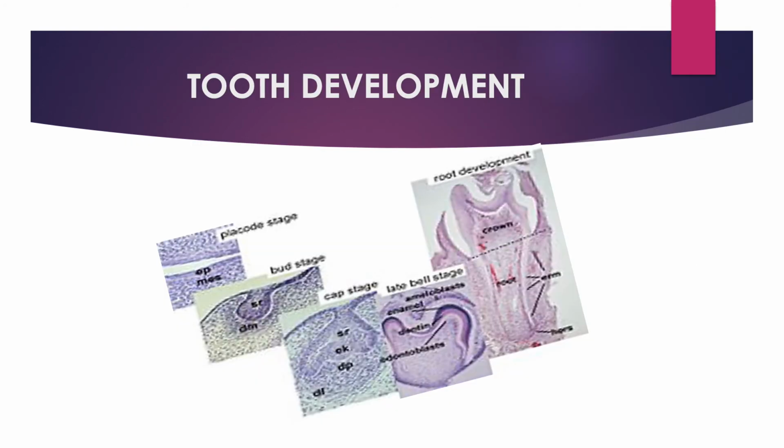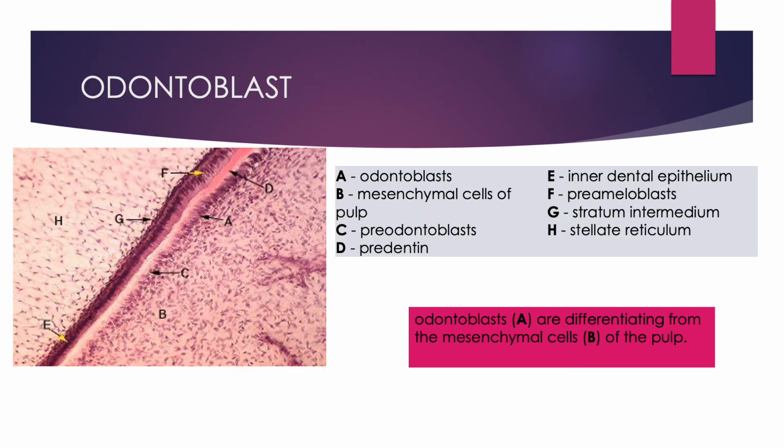In the next chapter, we will learn about tooth development. This image is from the region of a developing tooth where odontoblasts at A are differentiating from the mesenchymal cells at B of the pulp. Identify the following in this image: predentin, inner dental epithelium, stratum intermedium, and stellate reticulum. The differentiation of odontoblasts is a result of the influence of the inner dental epithelium cells.